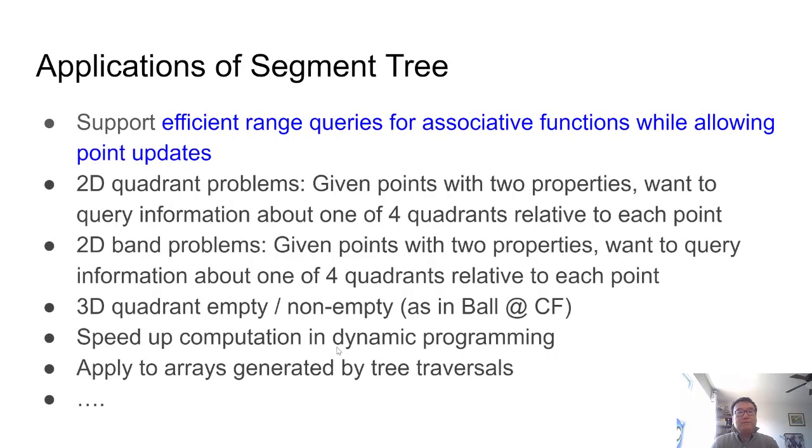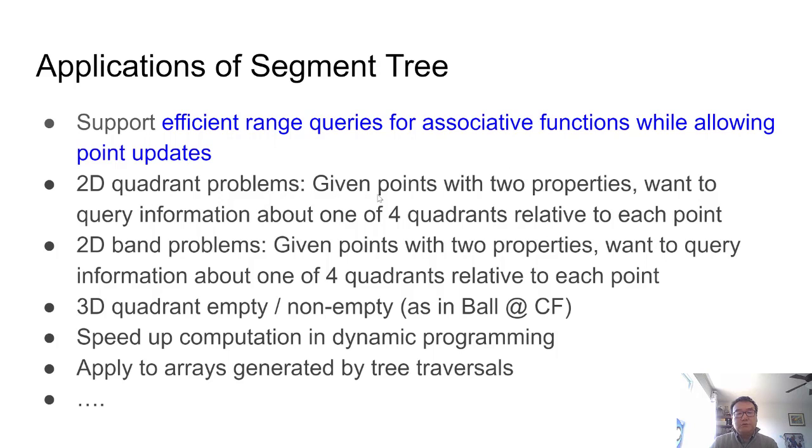So to recap, we've seen these applications of segment trees. We support efficient range queries of associative functions while allowing point updates. This is what it is basically designed to do. If you have dynamic updates and you want range queries, you use a segment tree. But then these data structures enable us to solve a bunch of other problems.